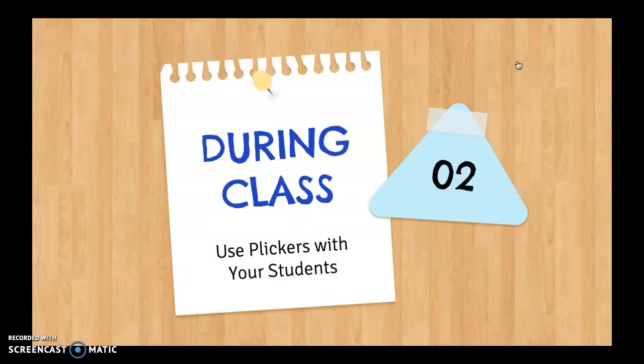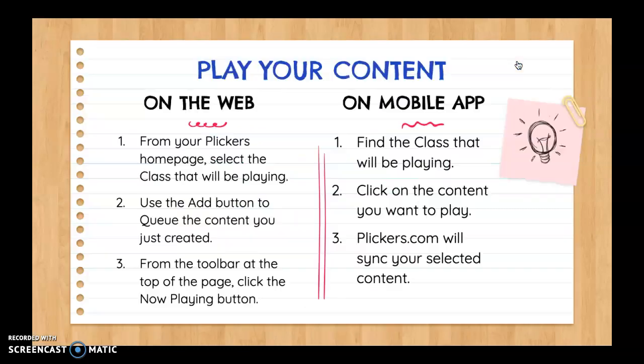Okay, let's talk about during class, how to use Plickers with your students. So, to play your content, you're going to need a computer, so you're going to need it on the web, and you're also going to need a mobile app. So, from the web, you are going to go to the Plickers homepage and select the class that's going to be playing. You're going to use the Add button to cue the content that you created, and then from the toolbar at the top of the page, you're going to click the Now Playing button. On your mobile app, you're going to find the class that's going to be playing, click the content you want to play, and then Plickers.com is going to sync with that content.